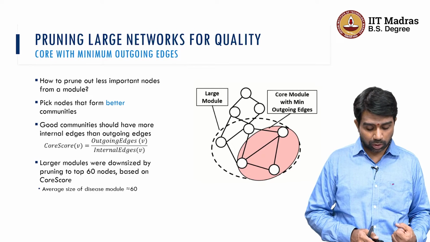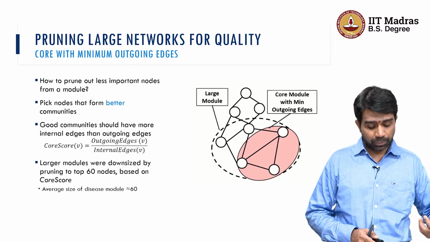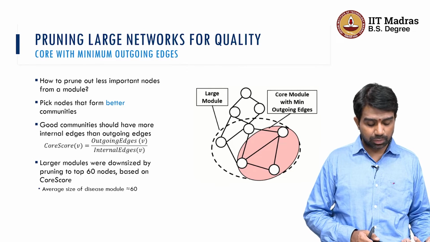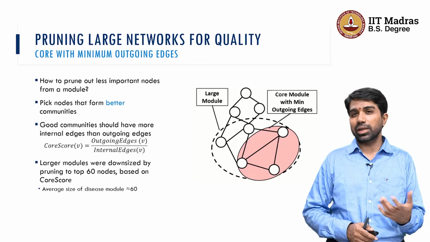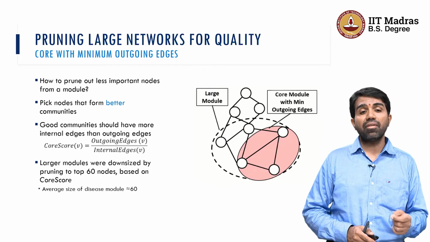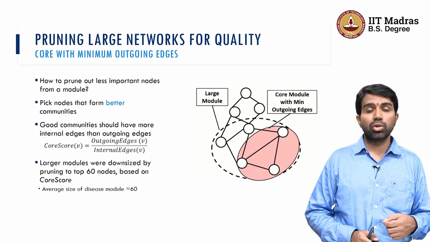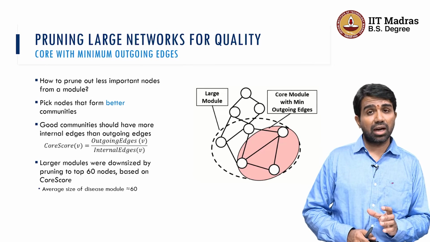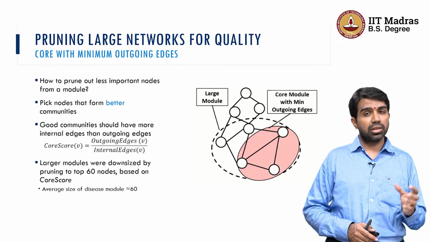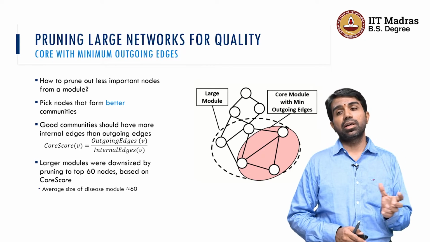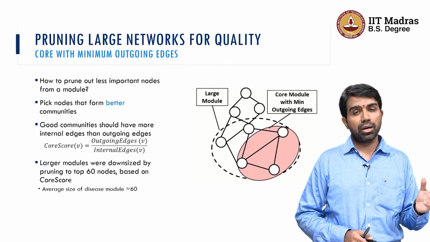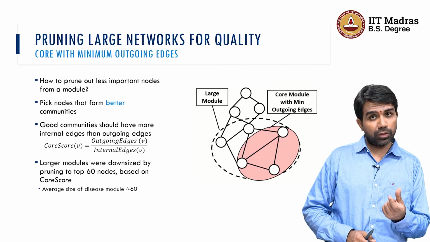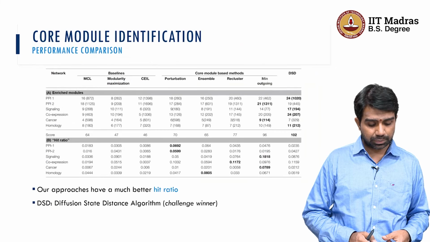So we took large modules and downsized them, pruning to the top 60 nodes based on the core score, because we realized by looking at the literature that the average size of a disease module is only about 60. So we didn't even go as far as 100. The challenge said anywhere between 3 to 100 nodes are acceptable in a module, but we basically said we will go with modules of size at most 60.